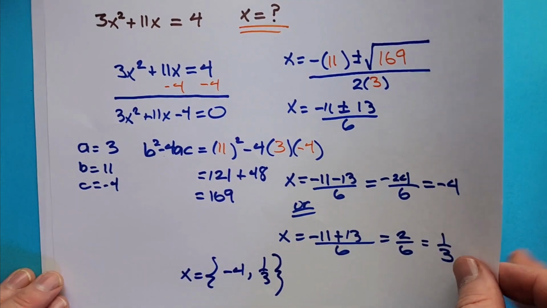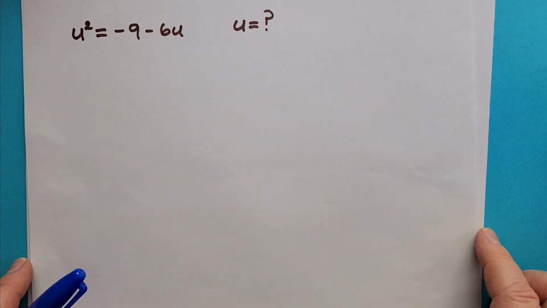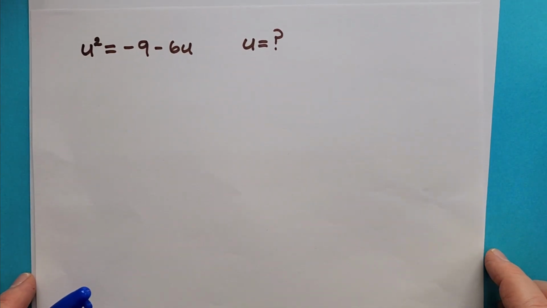Okay, let's do another example. So this one will have an interesting result in terms of the discriminant. It'll be a different case of the discriminant.